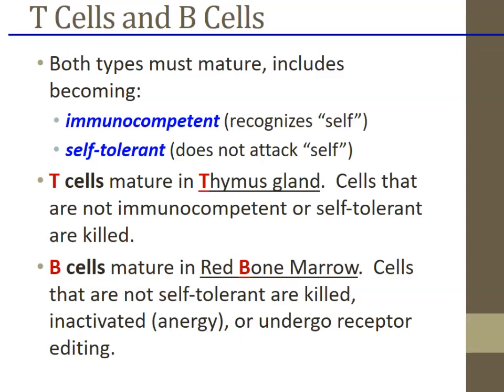And by maturing, they learn these two properties: immunocompetence, which is a test question. Well, don't want to forget to tell you that. Immunocompetence is recognizing self versus non-self. And then self-tolerant. It's like programming a robot. We want to teach the robot not to kill humans. It does not attack self. So first, got to recognize what's not self, and then learn how to not kill what is self. That's important.